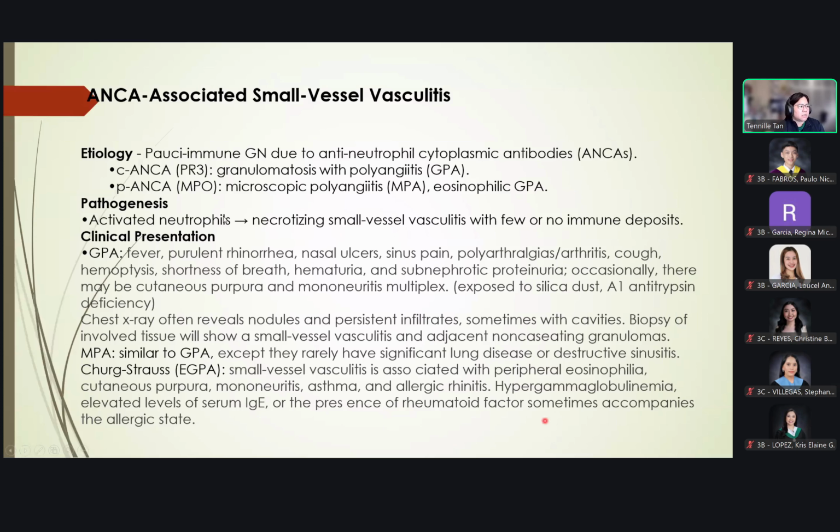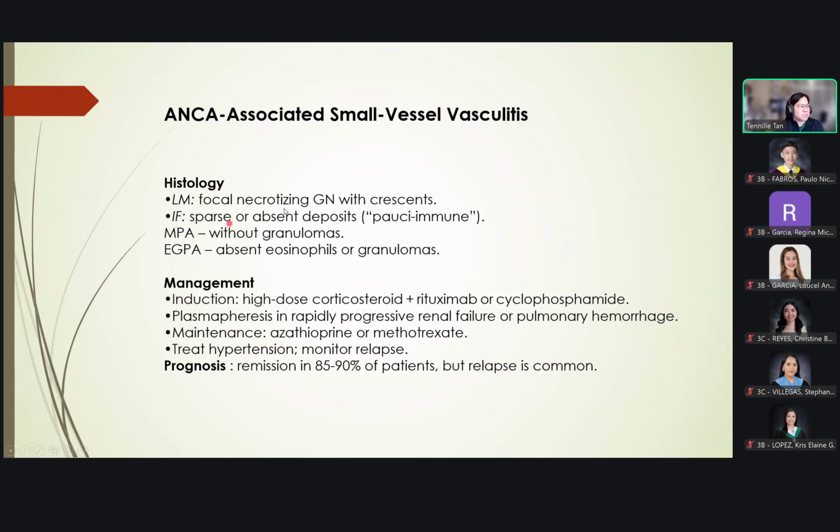So histology, like mentioned, it's a focal necrotizing GN with crescents. It's pauci-immune, so sparse or absent deposits on IF. For MPA, without granulomas. For EGPA, eosinophils and granulomas.